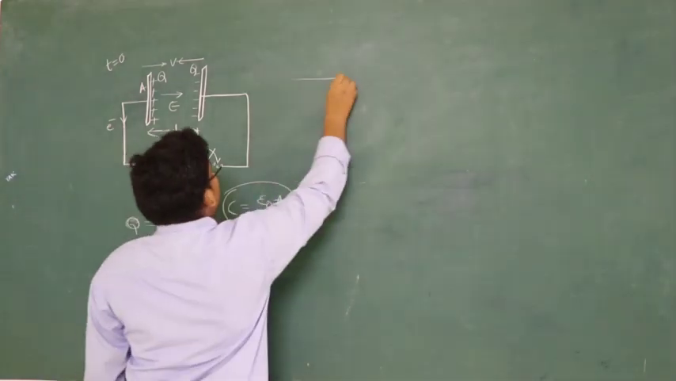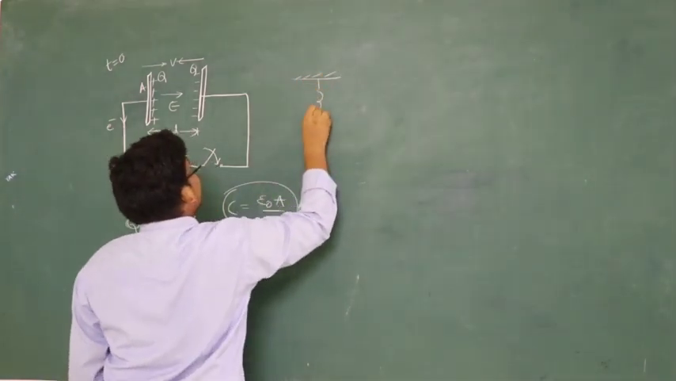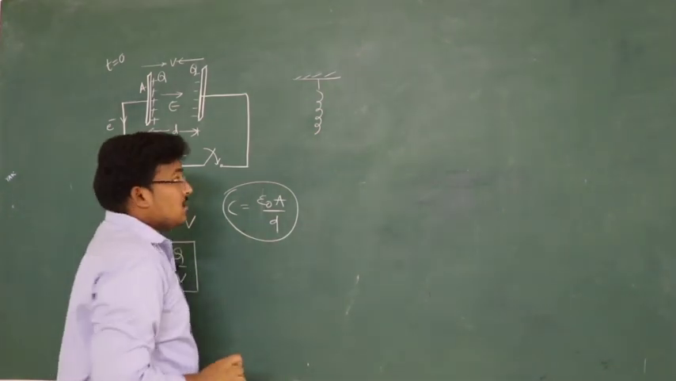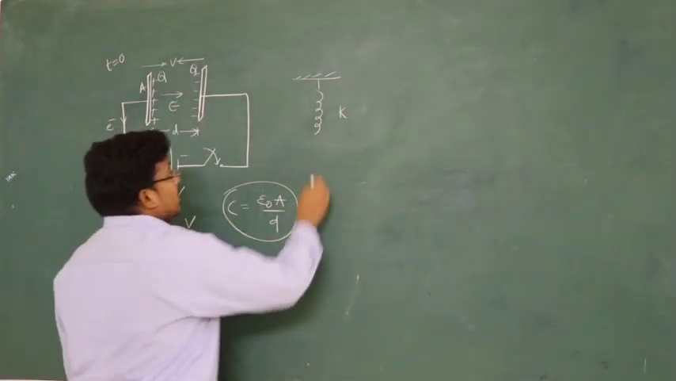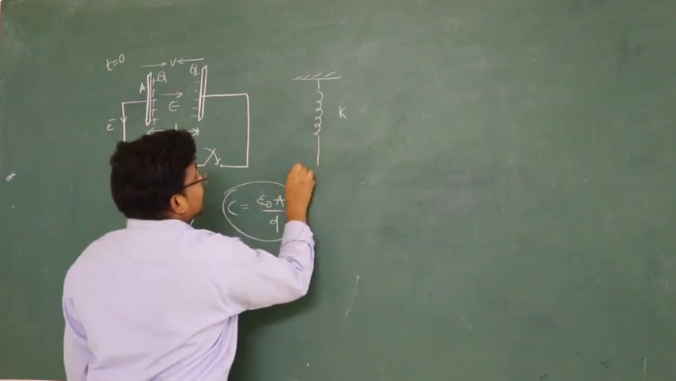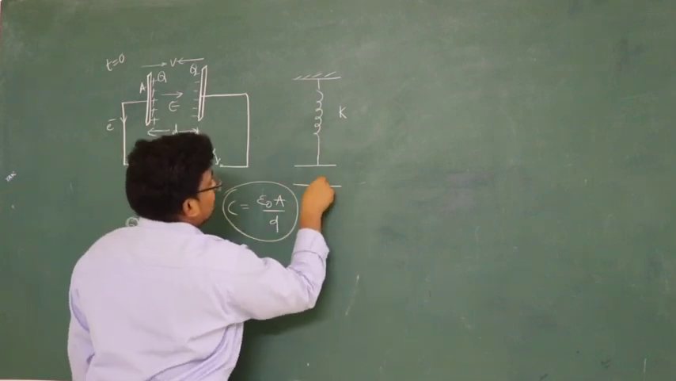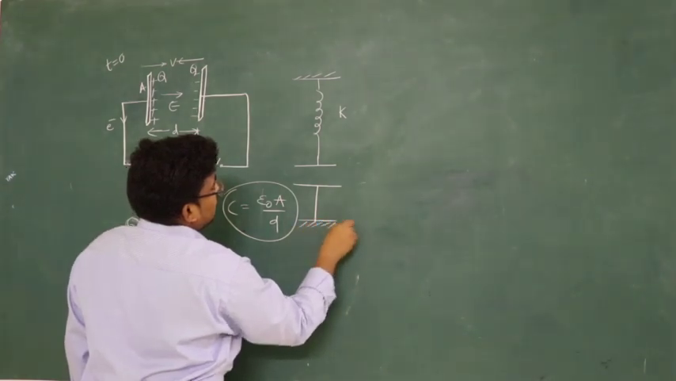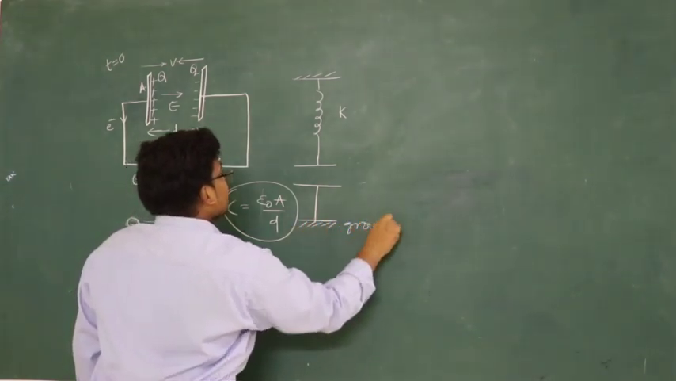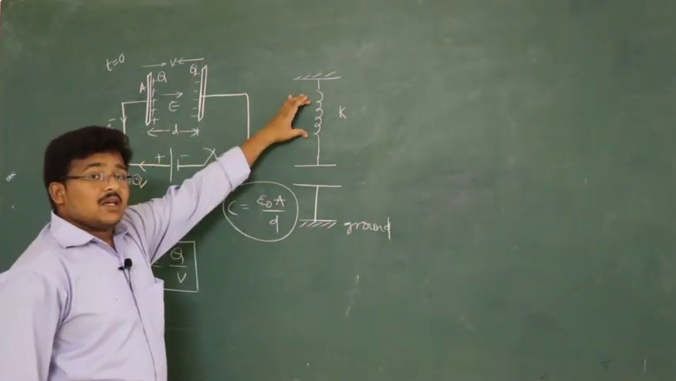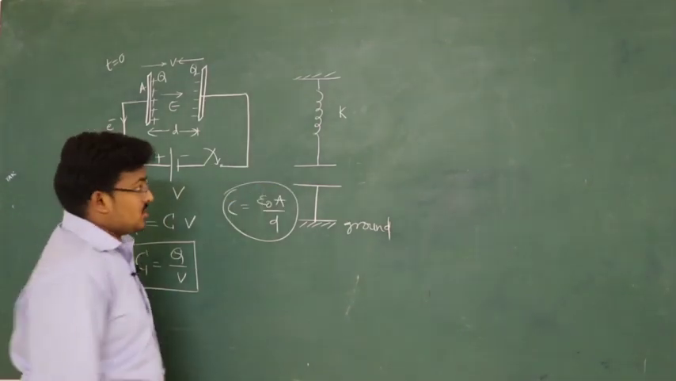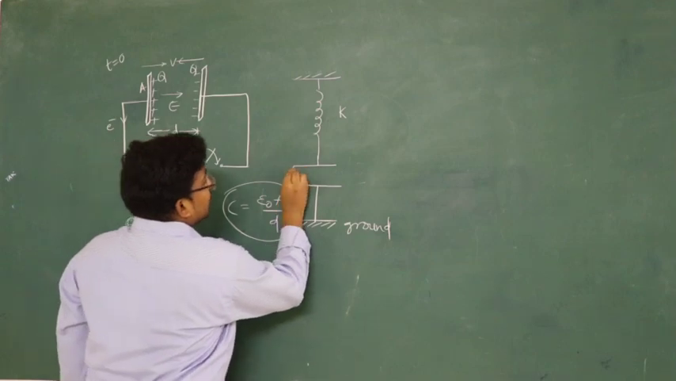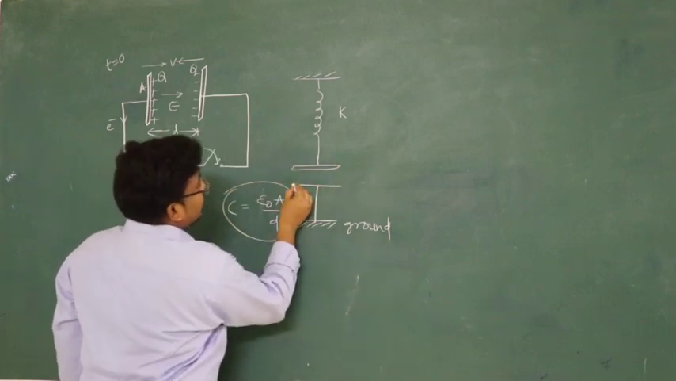For example, there is a spring of constant K, spring constant K, attached to the ground. The spring is attached to one of the plates of a parallel plate capacitor.